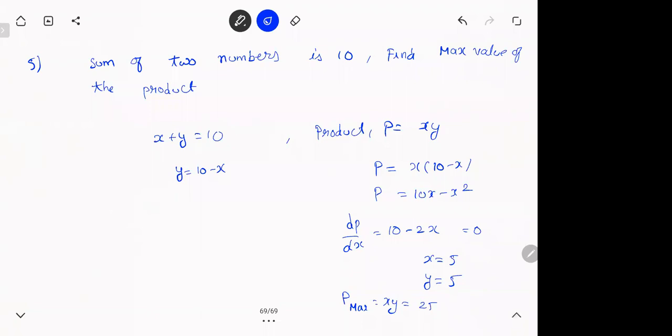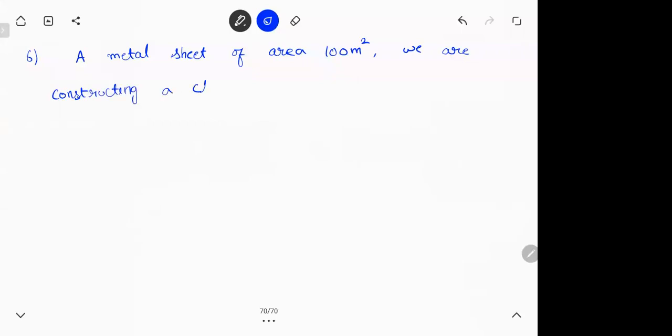Let's take a slightly tougher one. We have a metal sheet of area 100 meters square. We are constructing a closed cylindrical water tank. Assume there is no wastage of the metal sheet. Find the maximum volume of the water tank.